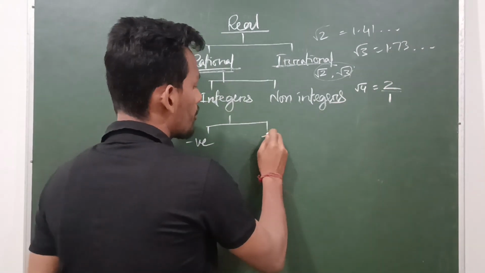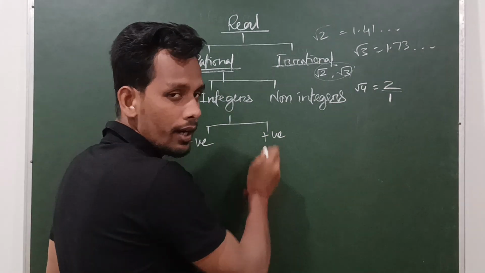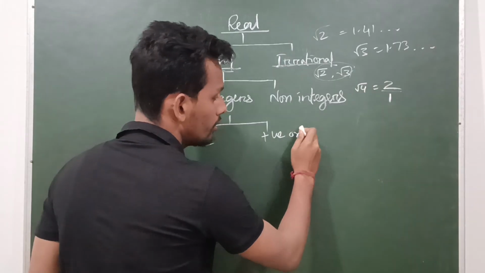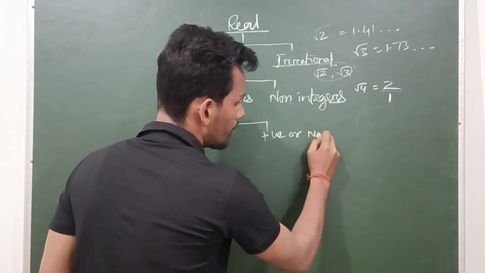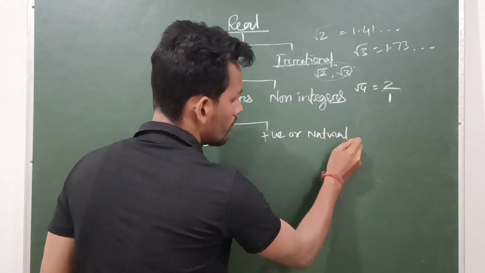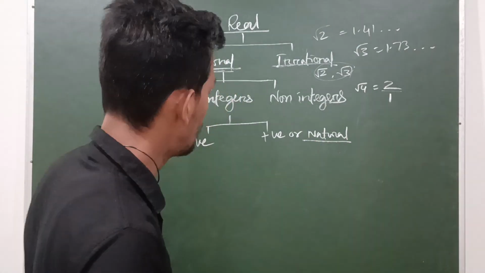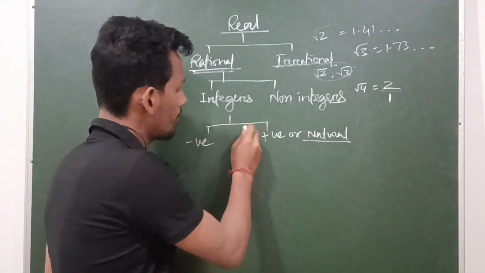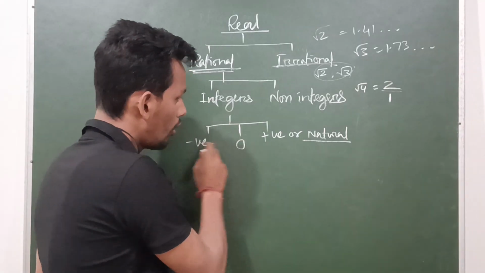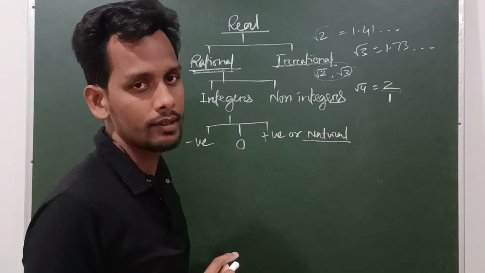And all the positive numbers, which are also called what? Natural numbers. Which are also called natural numbers. And negative, positive, and including 0, all these numbers are called integers.